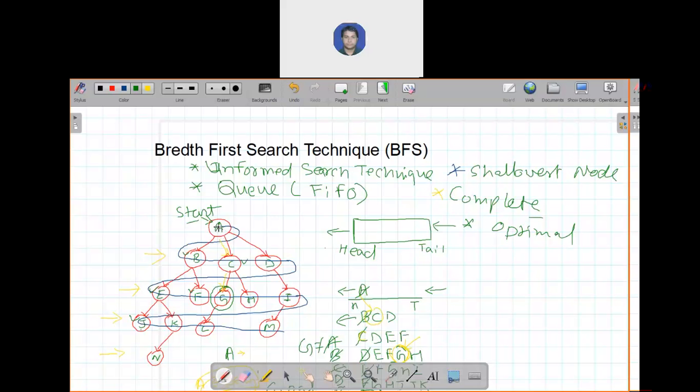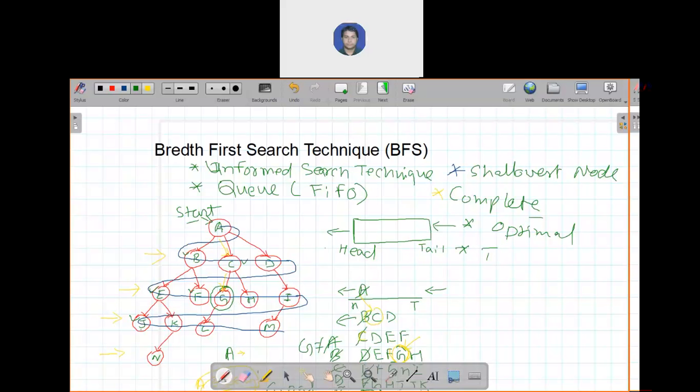Okay, we have seen the example using a tree, so that's why we have found only one path. If it is a graph, there are several paths possible. Among those several paths, there will be one path which has the lowest cost. It will return that path. Okay, so always it will give you optimal result.